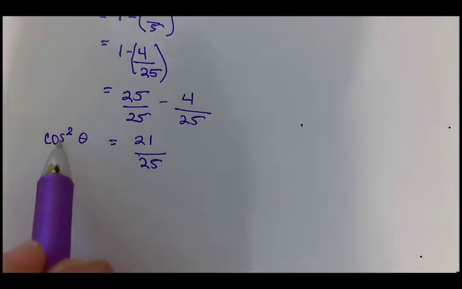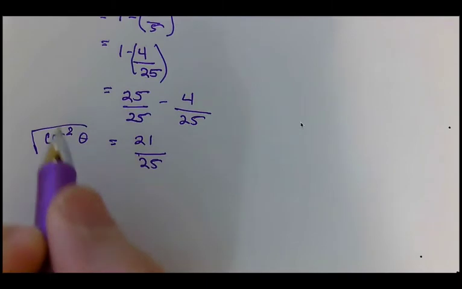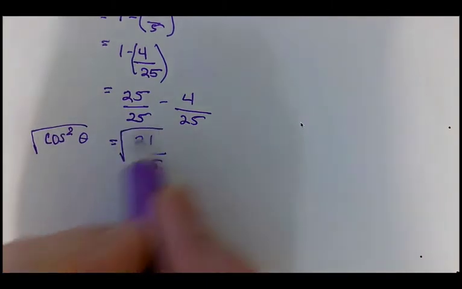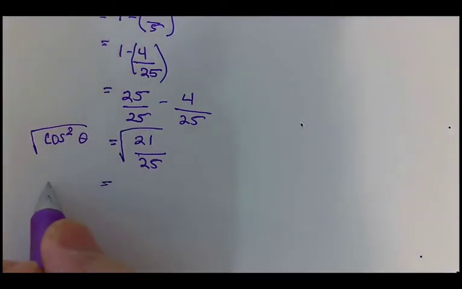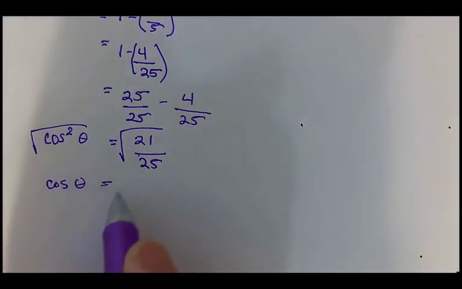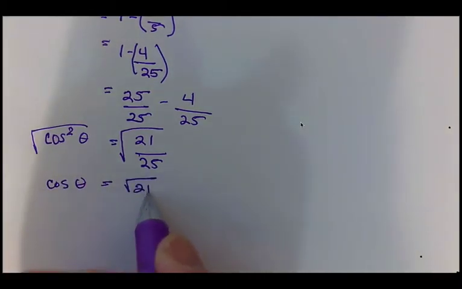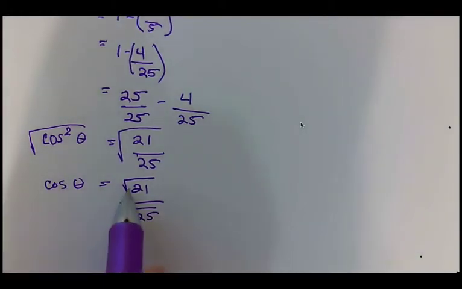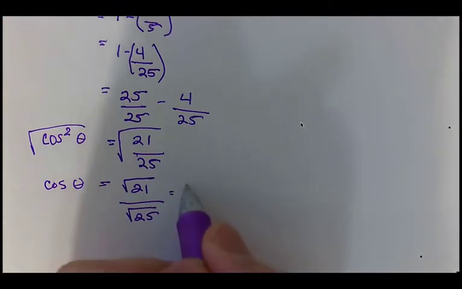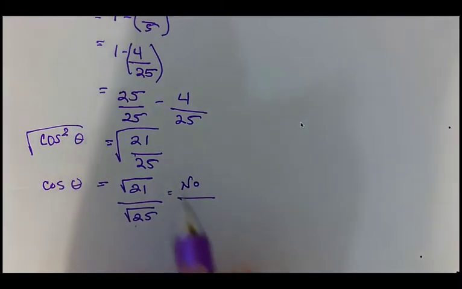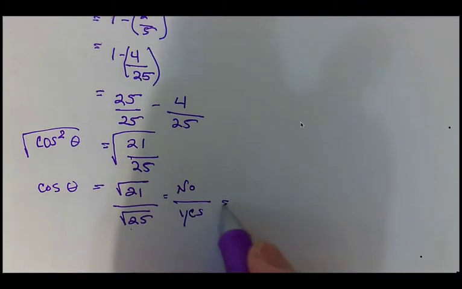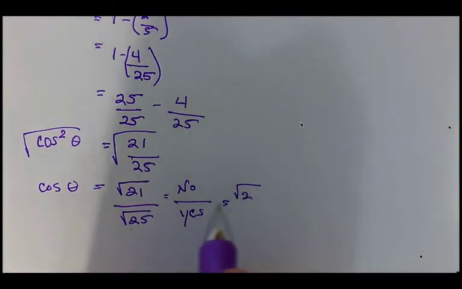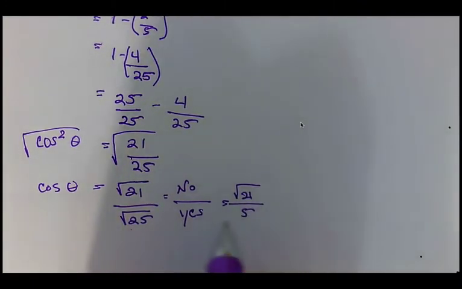Now I need to get rid of this square, so I'm going to take the square root of this entire thing, and I'm left with cosine of theta is equal to the square root of 21 over the square root of 25. Can this be reduced? No. What about underneath? Yes. And what does it come out to be? Square root of 21 over 5.